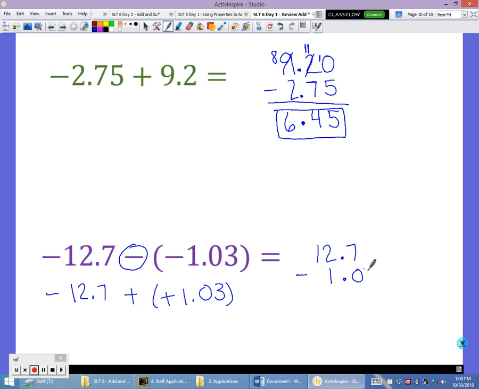and my smaller number on the bottom, remembering to line up my decimals, fill in a 0, and when I subtract, 10 minus 3 is 7, 6 minus 0 is 6, the decimal stays in the same spot, 2 minus 1 is 1, 1 minus 0 is 1, so I have 11 and 67/100. When I look back at my numbers, I have more negatives than positives, so my final answer is negative 11 and 67 hundredths.